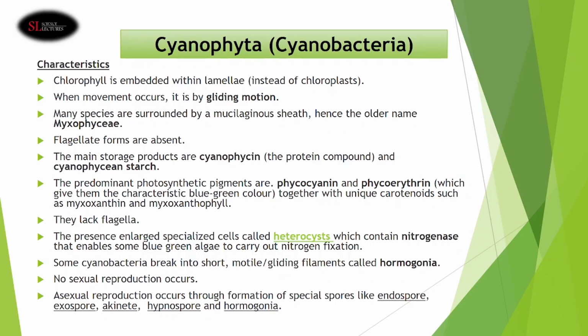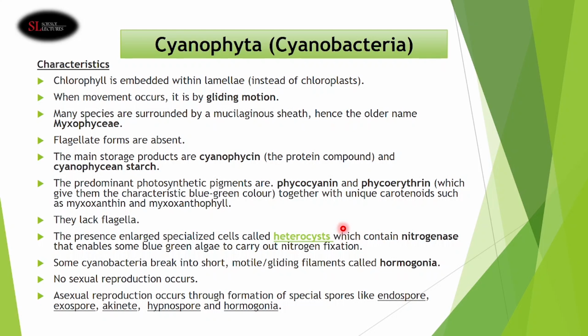Their major storage products are cyanophycin and cyanophycean starch. Their photosynthetic pigments are phycocyanin and phycoerythrin, which give them the blue-green color appearance, and they have some carotenoids such as myxoxanthin and myxoxanthophyll. I've already said they lack flagella. Then they possess enlarged specialized cells called heterocysts, and the heterocysts contain the enzyme nitrogenase, which is able to convert atmospheric nitrogen into compounds that can be absorbed by cells for protein synthesis.